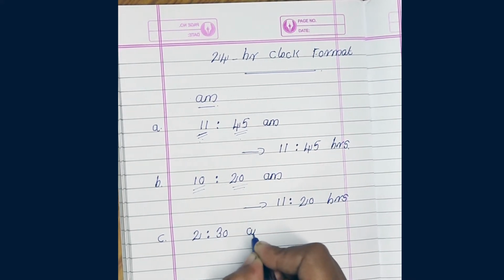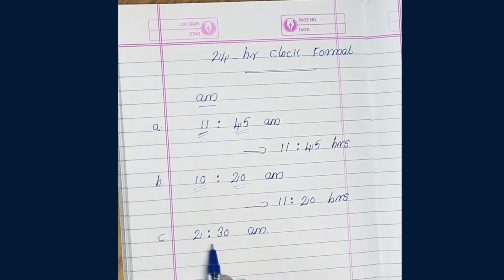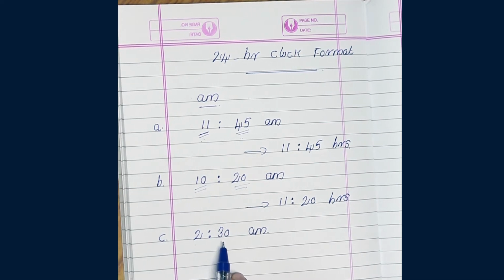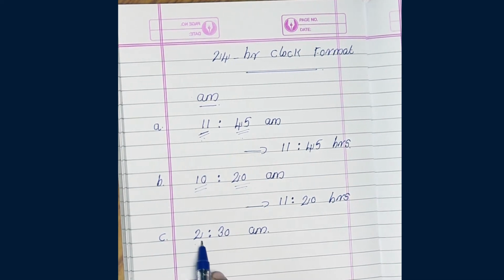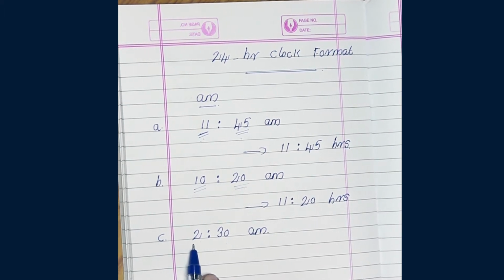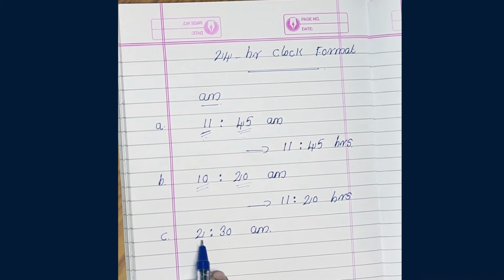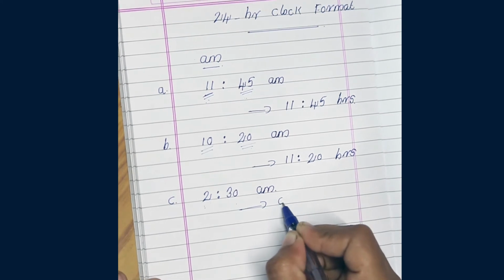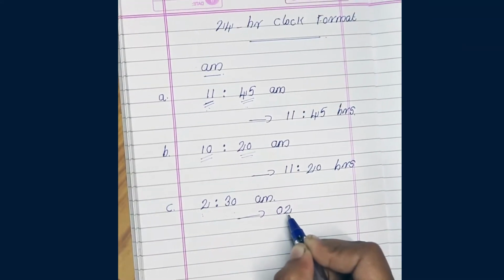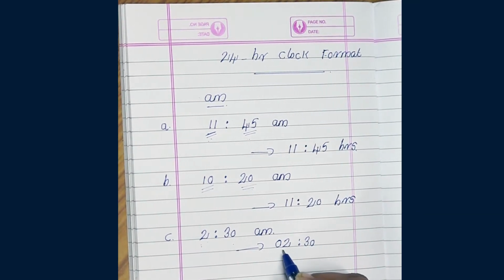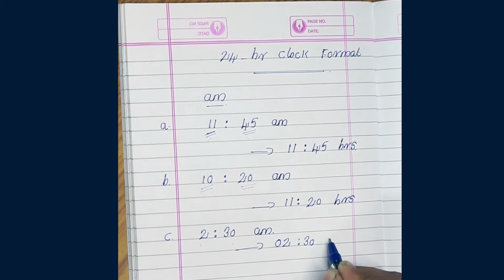Then our next example, 2:30 AM. In this case, the time is 2 hours 30 minutes. In 24-hour clock format, we want to use 4 digits. The first 2 digits are expressed as hours and the remaining 2 digits are expressed as minutes. In this case, there is only 1 digit in the hour. In that case, we have to put 0 before the hour. So it is 02, then the remaining number 30. So it is expressed as 02:30 hours.